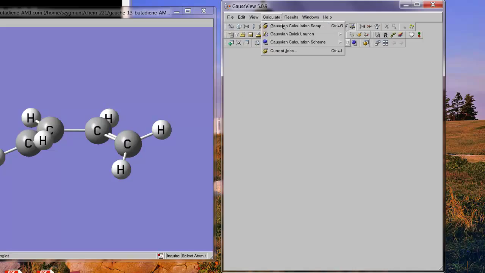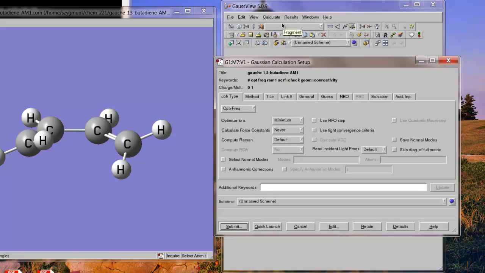Now I'm going to run the calculation again, but change one thing. We're still going to do opt plus freq, and we're optimizing to a minimum. But this next box, calculate force constants, the default is never. I'm going to have it calculate the force constants once.